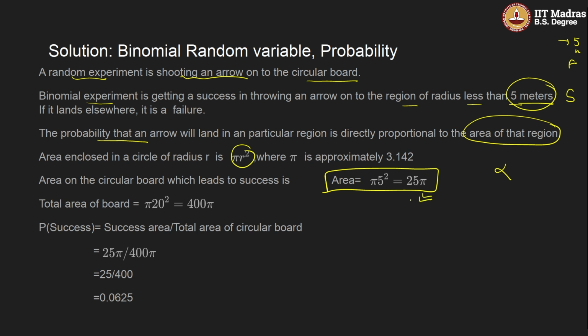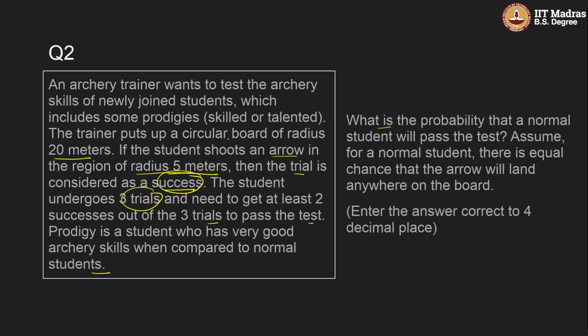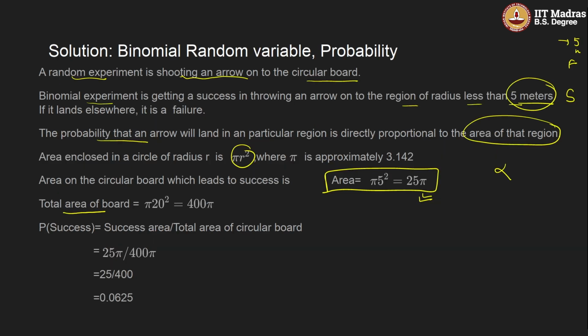Now we will calculate the total area of the board. The circular board has a radius of 20 meters, so the total area of the board will be pi times 20 square, which is 400 pi. Now we will calculate the probability of success. The probability of success will be the area of the success region divided by the total area of the circular board. The success area, with radius 5 meters, is 25 pi, divided by the total area, which is 400 pi. So the probability of success will be equal to 0.0625.